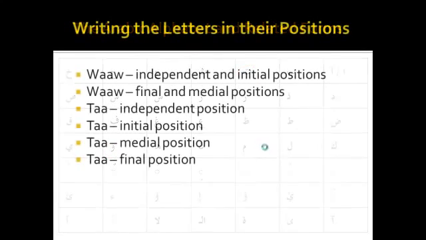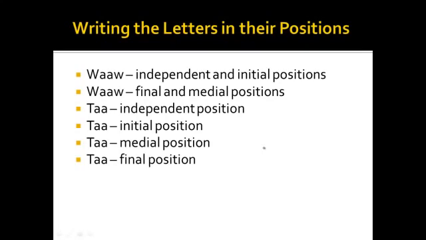Now let's look at the different forms of each letter. So the wow here has 2 forms out of the 4 positions. We have the wow, which is in the independent and initial positions, which looks like this. And we have the wow in the medial and the final positions, which looks like this. Notice that the wow here connects to a previous letter.